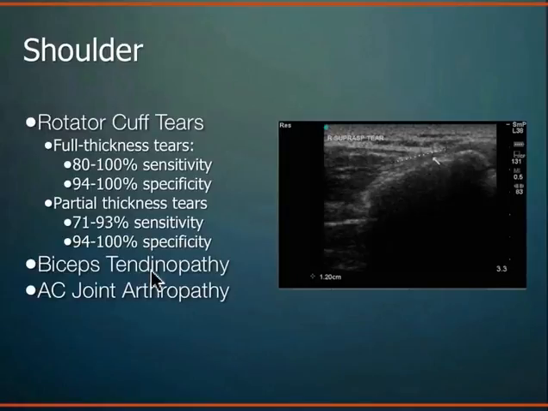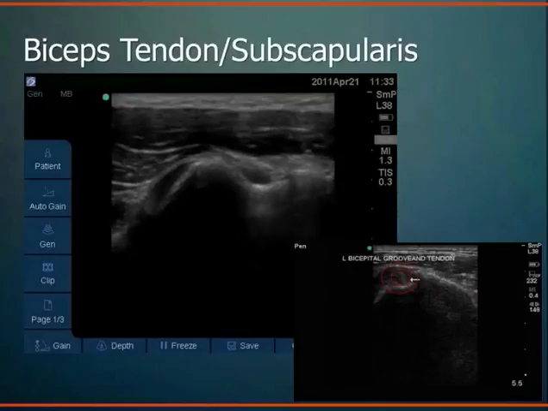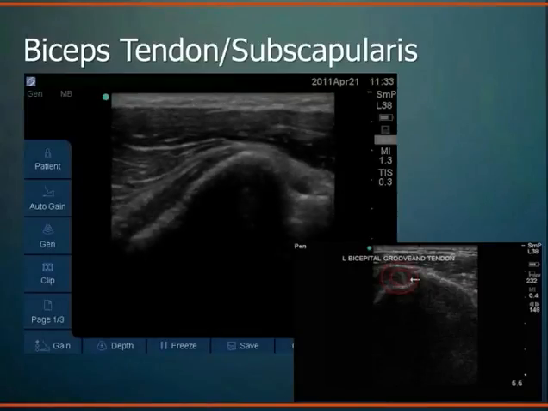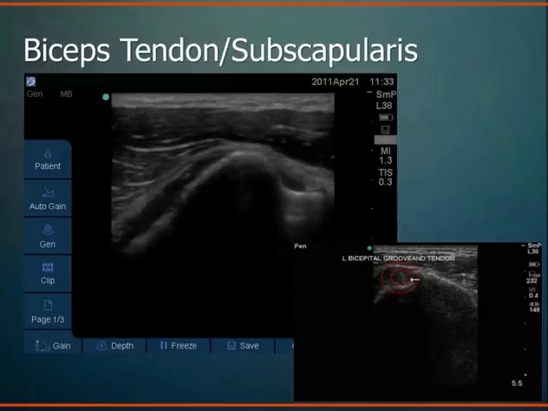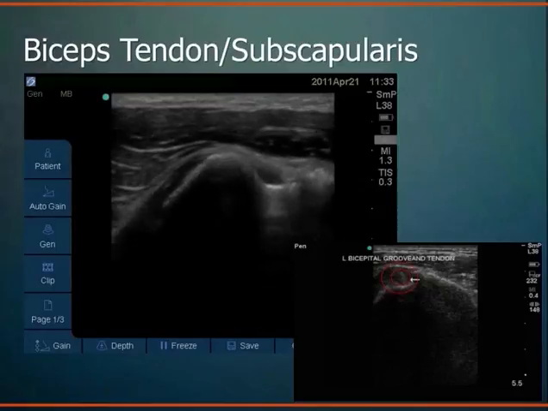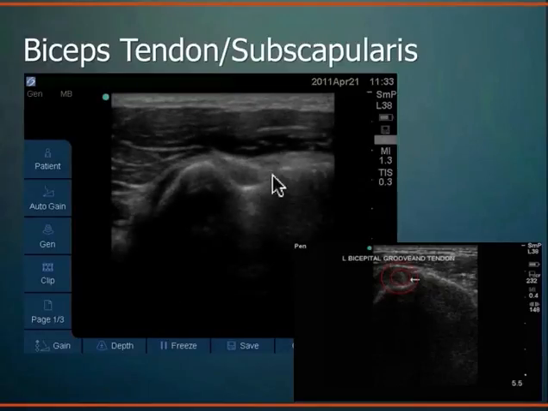Also around the shoulder, you can see biceps tendinopathy. We can look a little bit at that when we go through the practical portion, as well as AC joint arthropathy. And we'll talk a little bit more about that. So this is biceps tendon. This is kind of a short axis view of the long head of the biceps tendon as it comes up through that bicipital groove in the shoulder. So this is the humerus, and this is the bicipital groove between those humeral condyles. And the biceps tendon sits right in this little groove here.